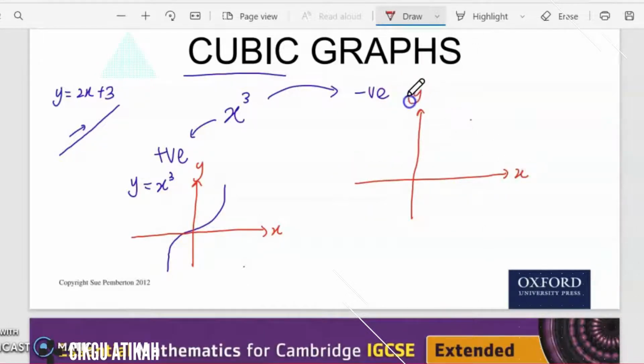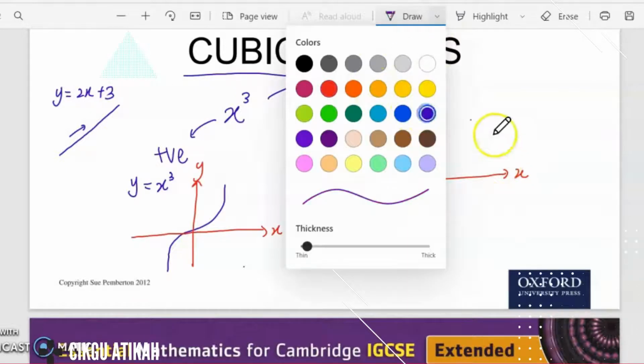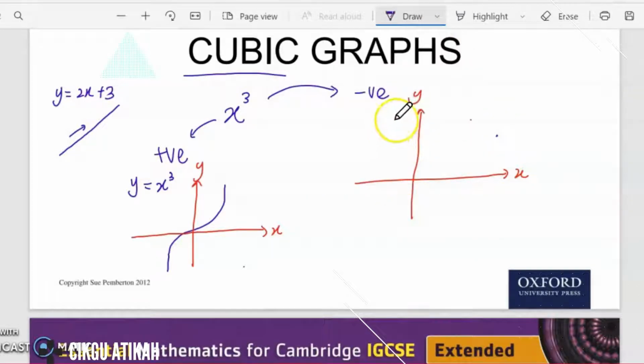This kind of shape of the graph starts from the left part to the positive part. So it moves from the left to the right. That is the shape for negative cubic graph. That is just the shape. Why do we have to know? Why do you need to remember the shape?